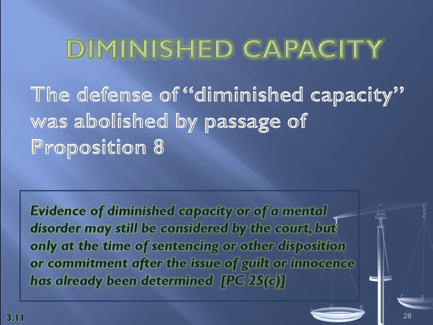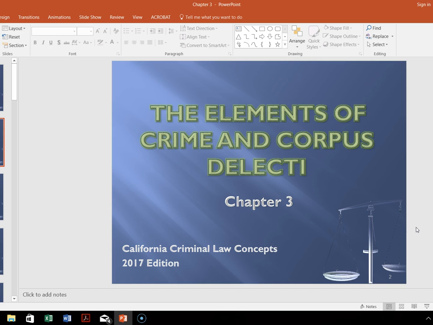So evidence of diminished capacity or of mental disorder may still, however, be considered by the court, but only at the time of sentencing or other disposition or commitment after the issue of guilt or innocence has come forward. So again, one of those good chapters for you to go back through and look at these different areas that I've been referencing.